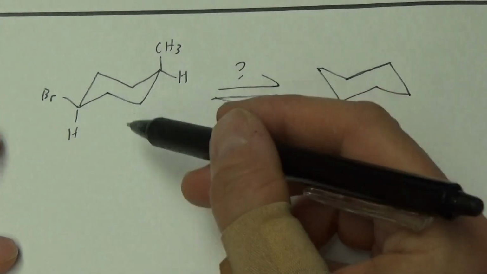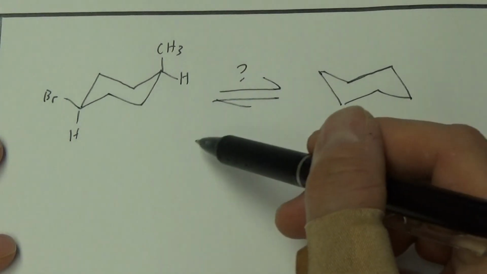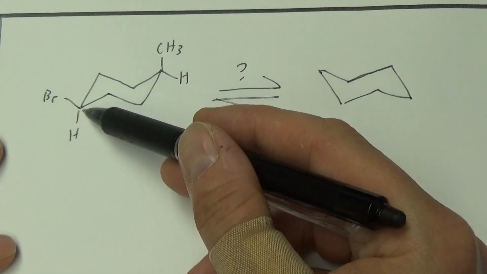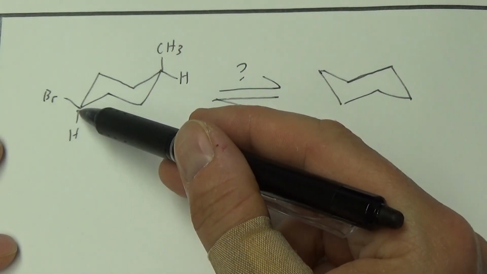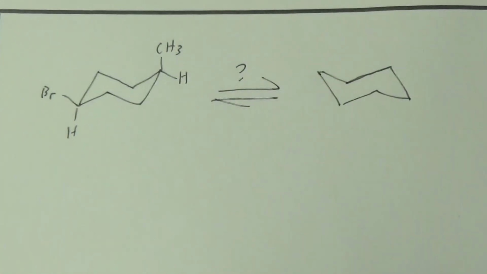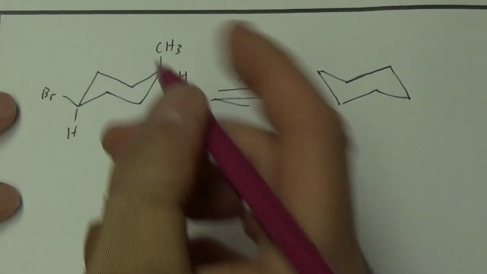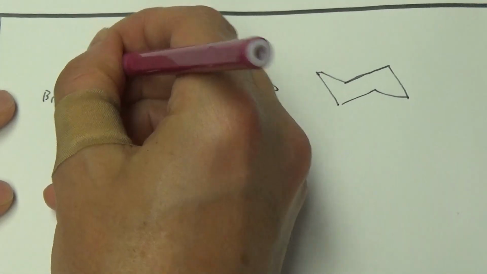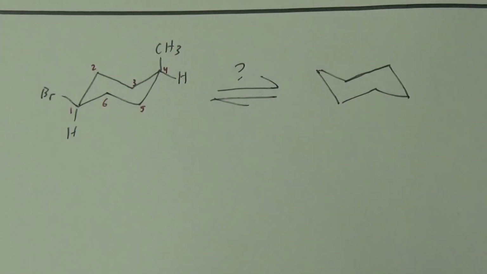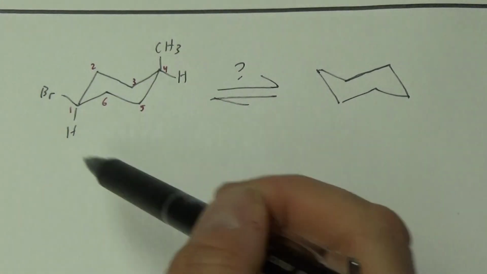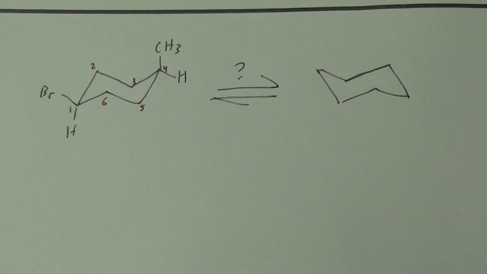How do we draw the alternate form first? The Br is up in equatorial, so it must now be up in axial. We're going to do that thing I recommended before, where we pick an orientation, 2, 3, 4, 5, 6, clockwise, for example, and we want to maintain that clockwise orientation when I draw the alternate form.